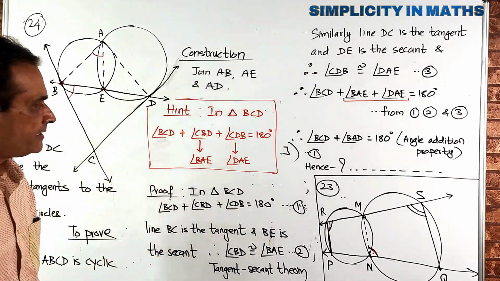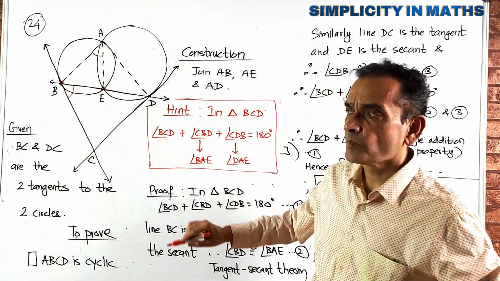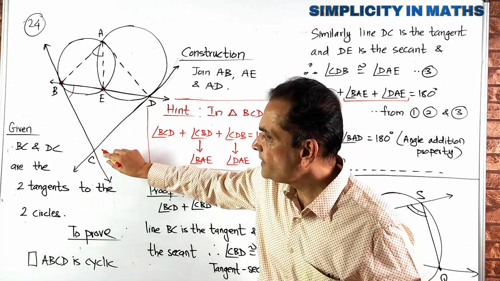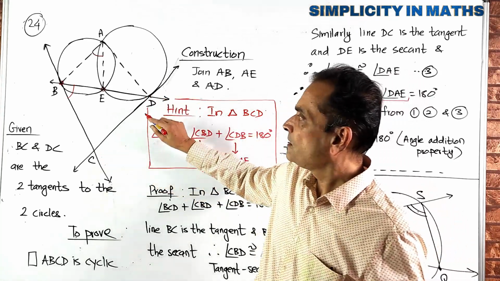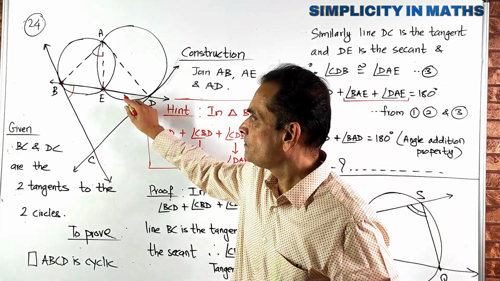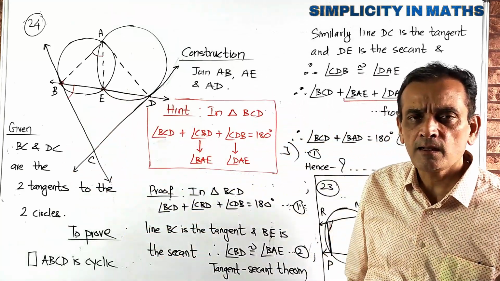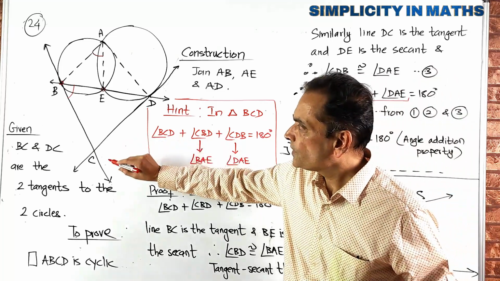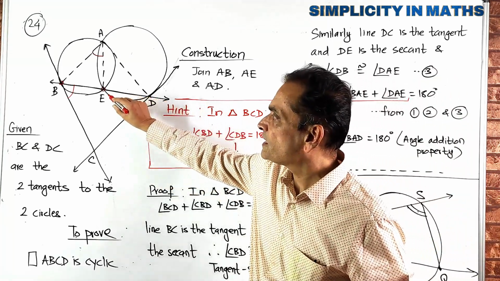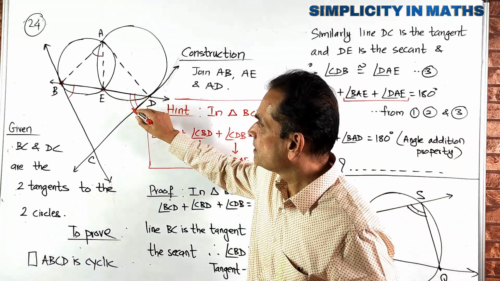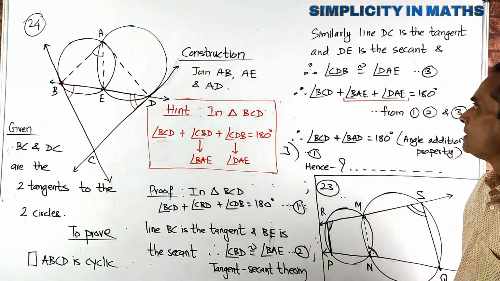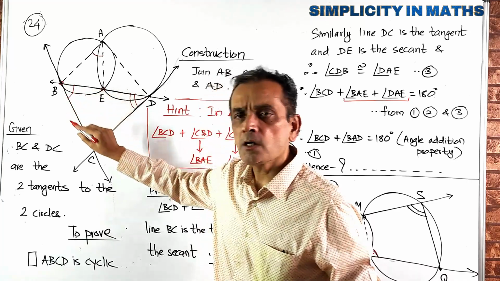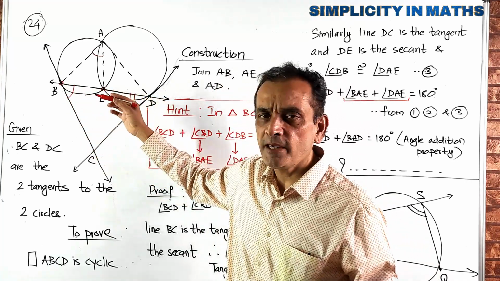In the same way, let us come to the right hand side now. Line DC is the tangent, and DE is the secant. Tell me, what is formed now? The angle formed by the tangent and secant. This angle, CDB or CDE, both are the same.